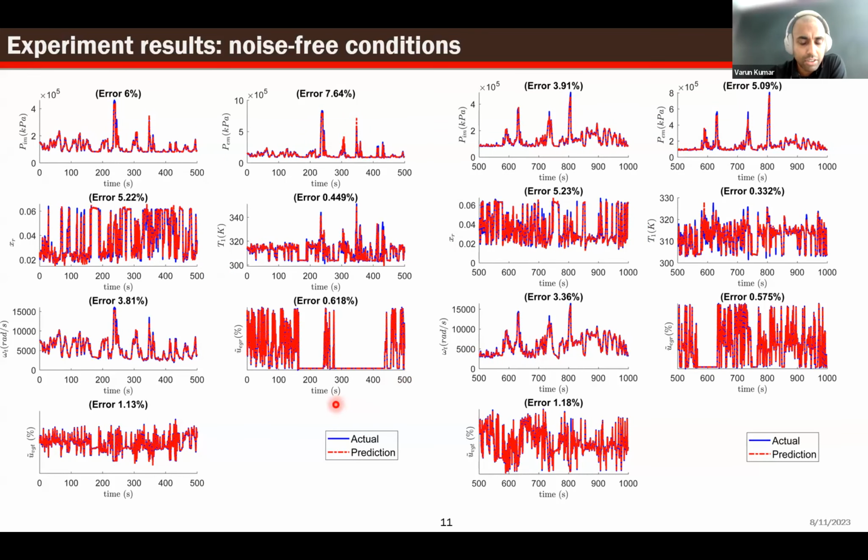In this slide, I'm showing the prediction results for all 1000 seconds. The image on the left is the first 500 seconds, and the image on the right is the next 500 seconds. Overall, we see good predictions. There are some areas with sharp peaks where we are not able to capture those. But apart from that, the quality of the prediction is good.